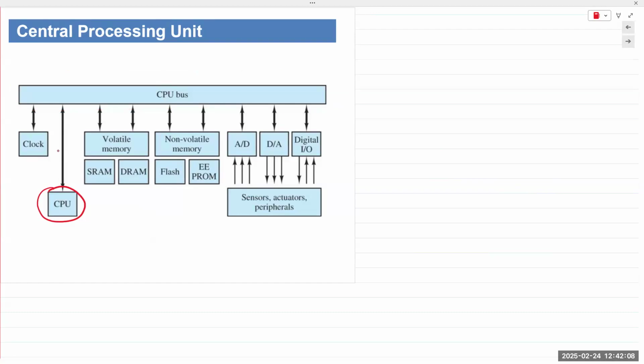The CPU needs to connect with the different memory systems that are present in your computer system. There is RAM, which is random access memory. There is ROM, which is the read-only memory. The nomenclature of these two types of memory is a little weird, okay? So I'll explain.